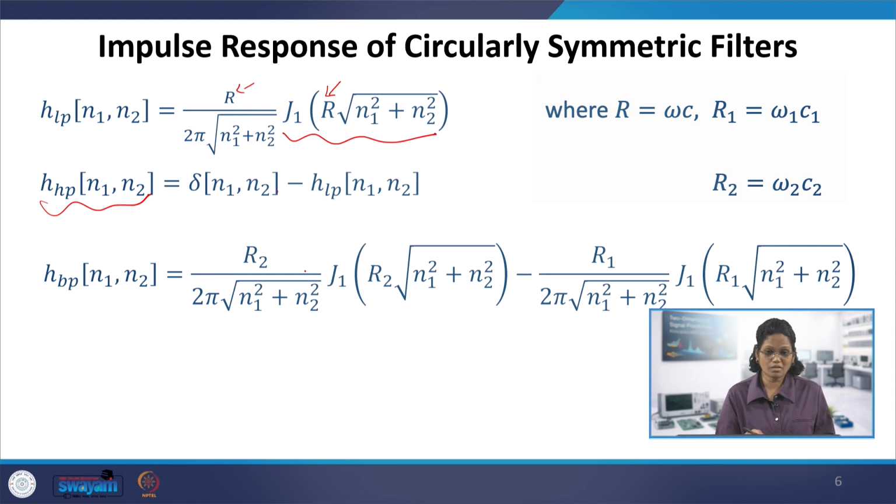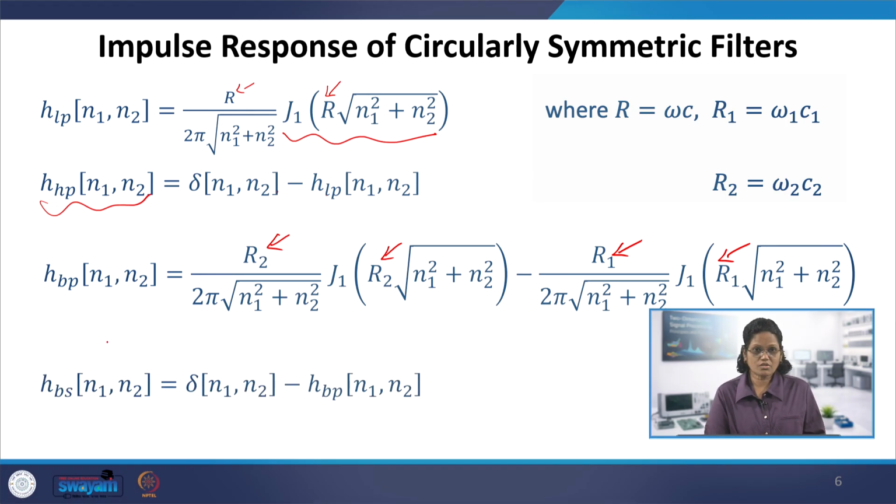How the impulse responses of the band pass, band reject and high pass filters are related to the low pass filter is shown here. The band pass filter impulse response similarly has two bands, omega c1 and omega c2, so we just replace this with the omega c2 and omega c1 expressions. One h of low pass has omega c2, and the other low pass has omega c1. If we subtract them one from the other, we get the circularly symmetric band pass filter.